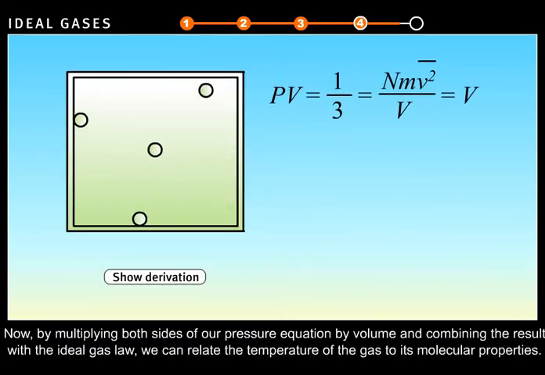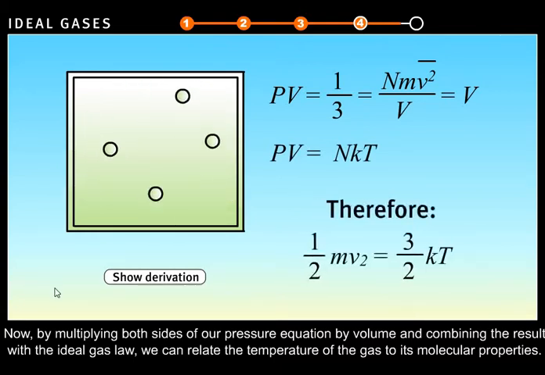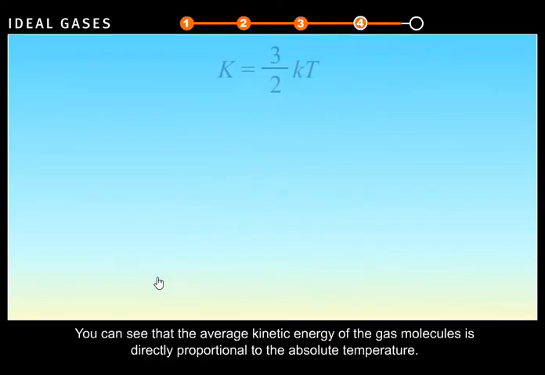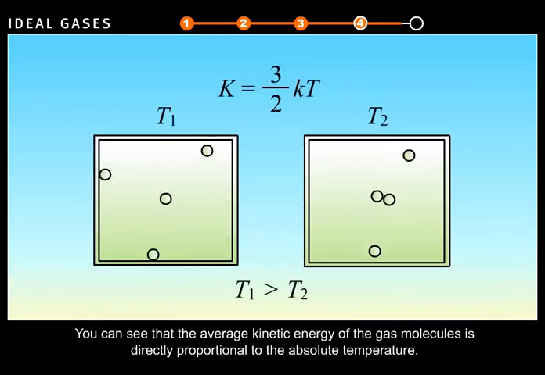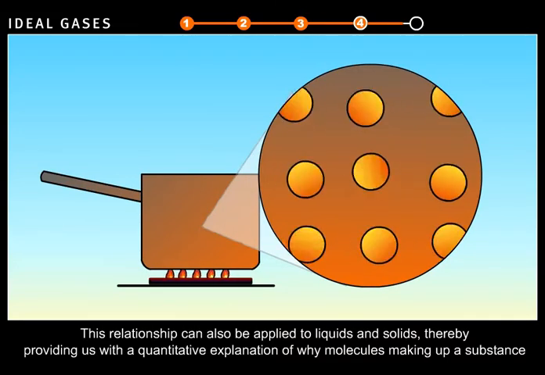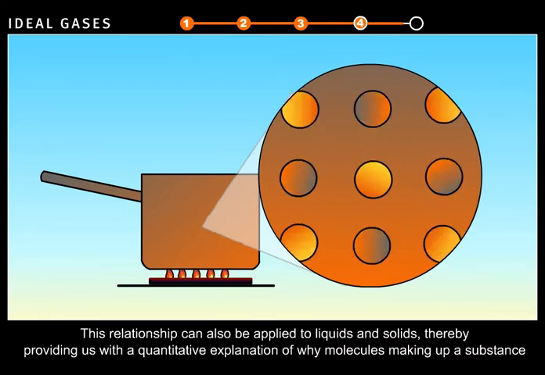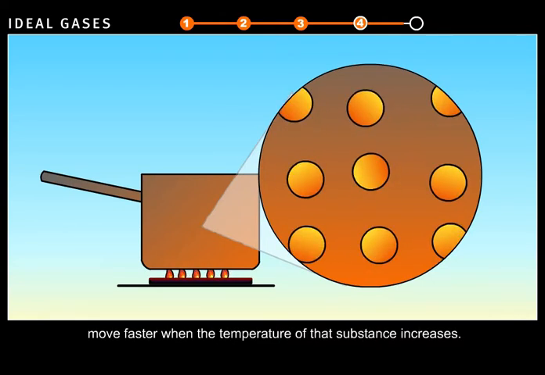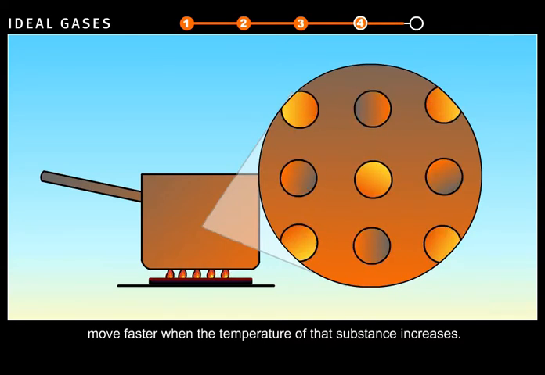Now, by multiplying both sides of our pressure equation by volume and combining the result with the ideal gas law, we can relate the temperature of the gas to its molecular properties. You can see that the average kinetic energy of the gas molecules is directly proportional to the absolute temperature. This relationship can also be applied to liquids and solids, thereby providing us with a quantitative explanation of why molecules making up a substance move faster when the temperature of that substance increases.